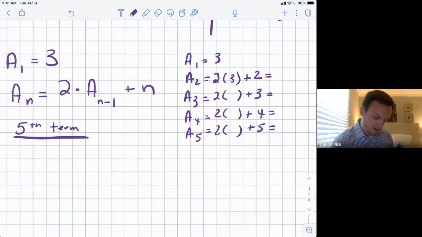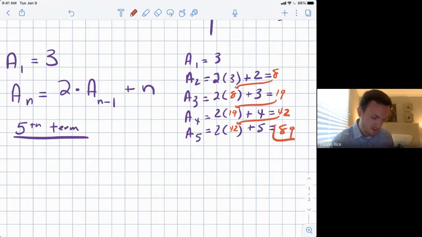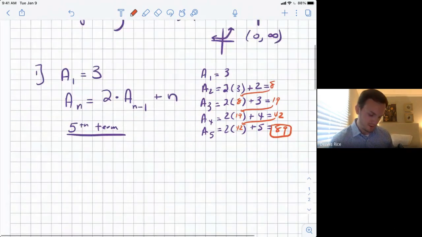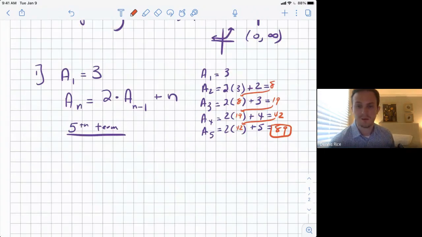Now I can't fill out anything else. I have to chain my way through it. So we get 8. 8 goes in this spot. We get 16 plus 3 is 19. We get 19, that's 38, plus 4 is 42. And last but not least, we're going to get 42 times 2 is 84, plus 5 is 89. Someone let me know if I'm making a mistake there. Did we get 89?